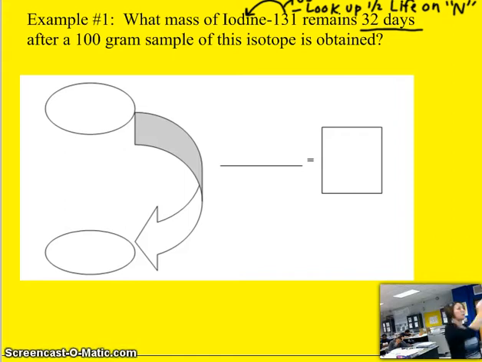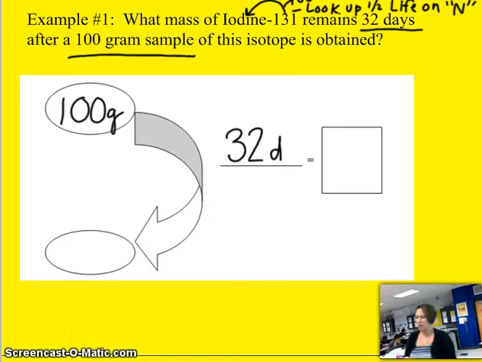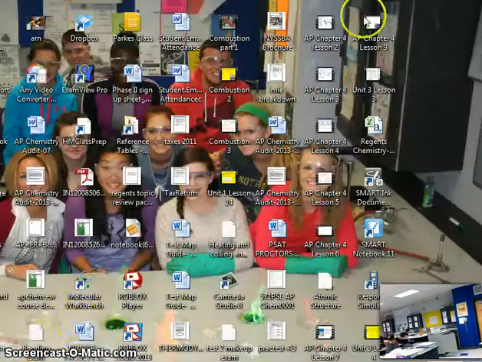That is the time that is passed. That goes in the numerator, 32 days. 100 grams is another number. That's the original mass of my sample. That goes up top. So what I'll do then is I'll go to table N, and we will find the half-life of that isotope from table N.